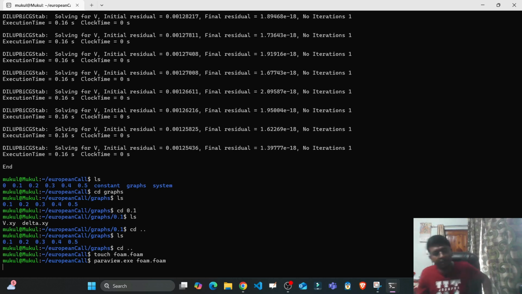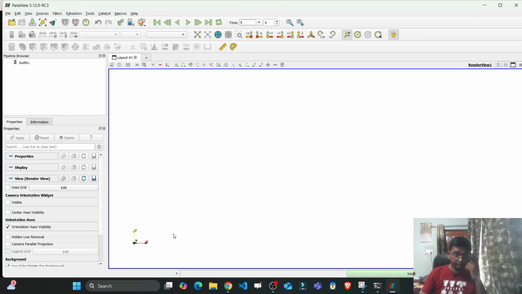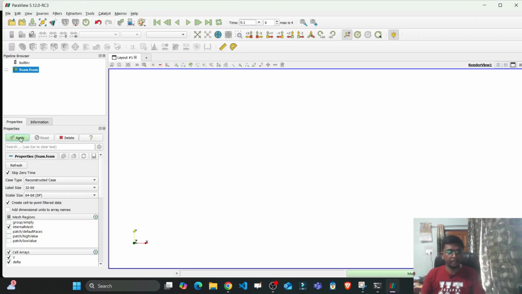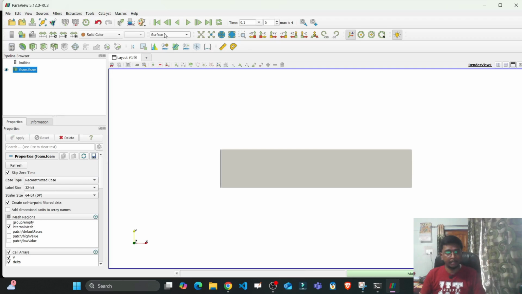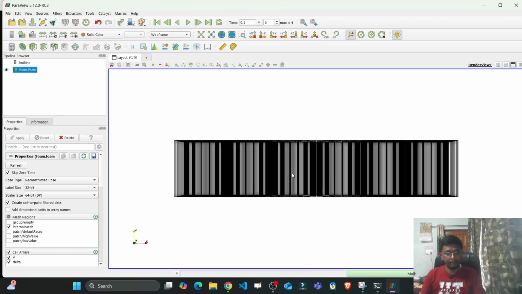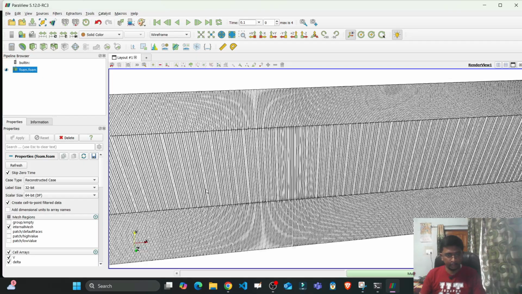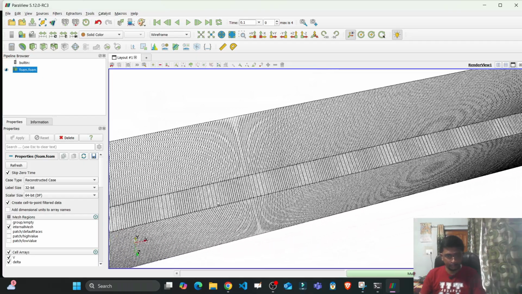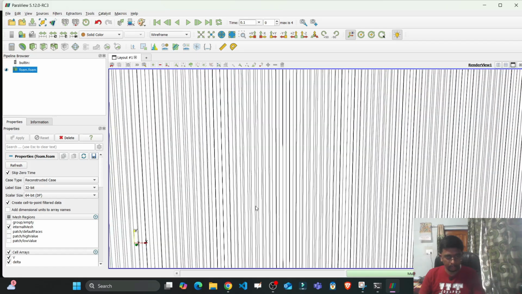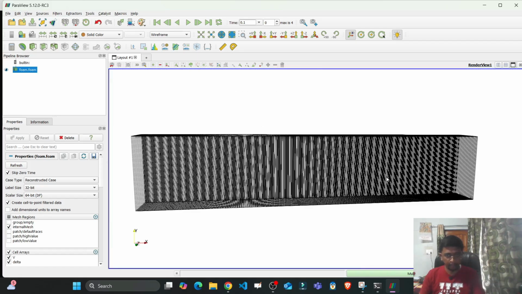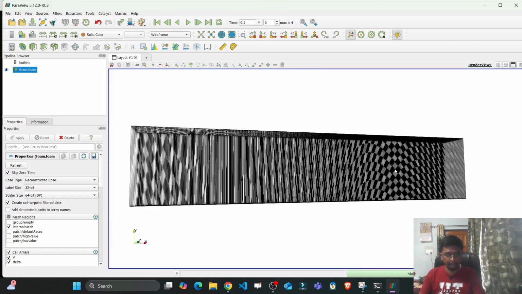So first I'll apply and choose the wireframe. Here you can see that the rectangular domain is here, and it's a very good mesh, the quality of the mesh is really good. All right, so what is this representing?